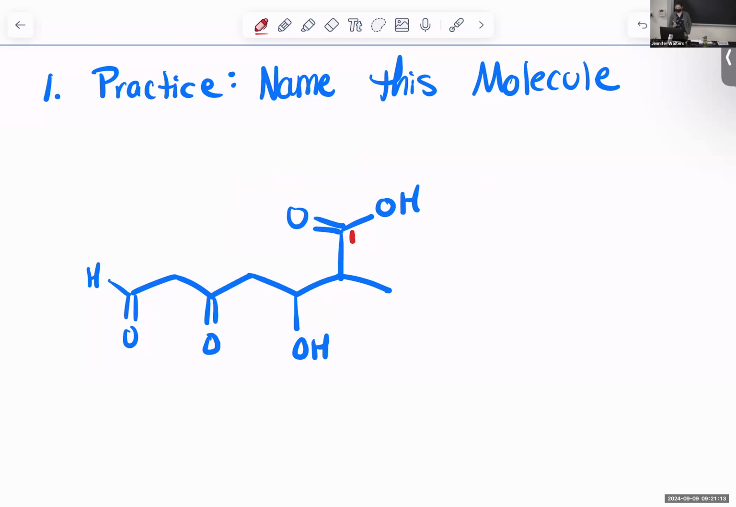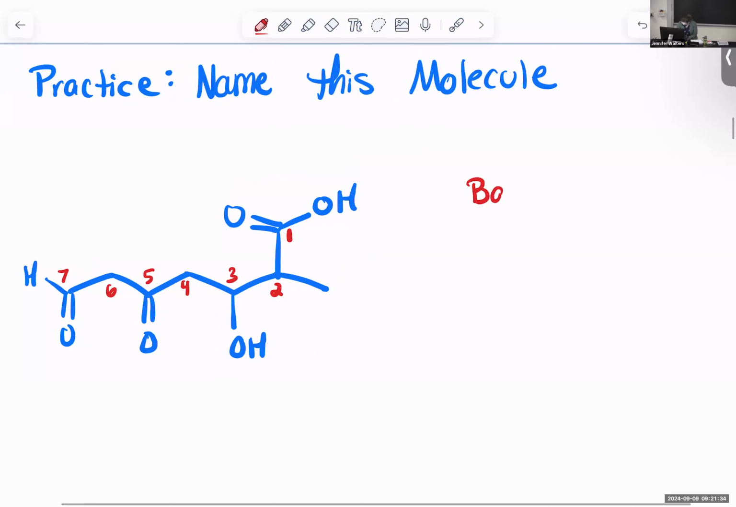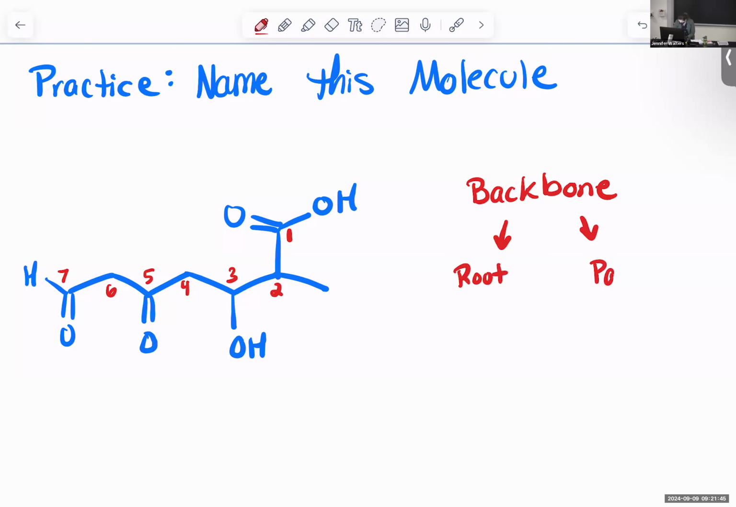So I know that carboxylic acid has to be 1, so then I can find my longest carbon chain going out from that. And that's how I get my 7. So starting out, we need to identify our backbone. Our backbone is made up of the root and our parent functional group.